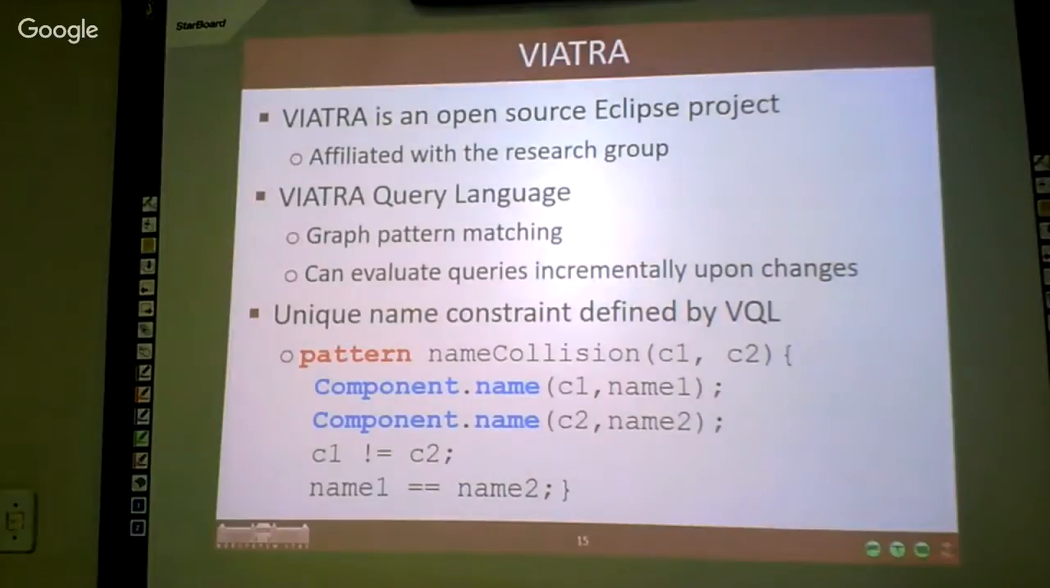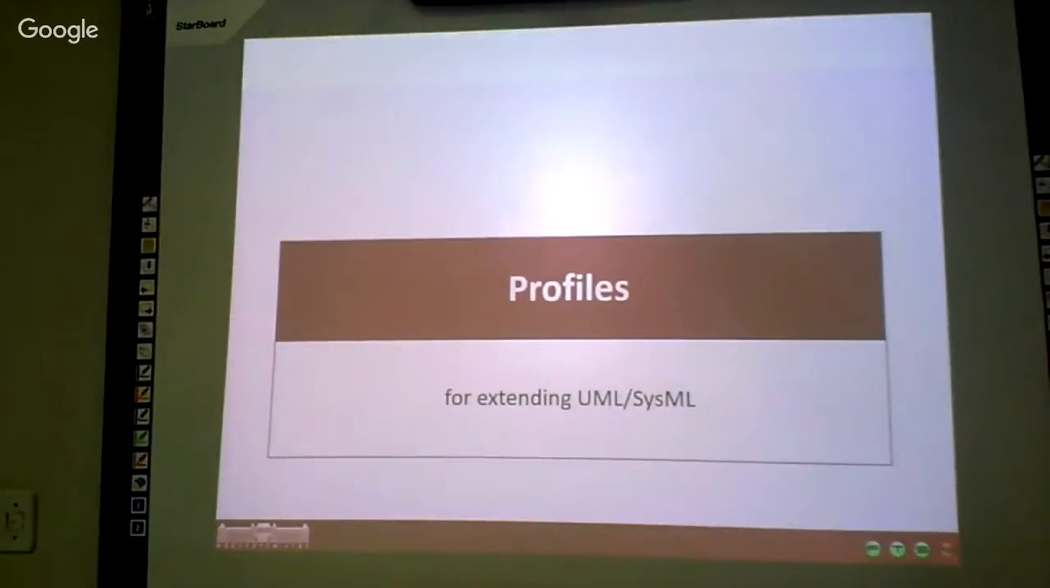And for example, if you want to express the same constraint like before, then you will define this pattern, this name collision pattern, that tells that the components must have unique names. So by using these algorithms, you can define rules and you can find design violations at a very early stage of the development.